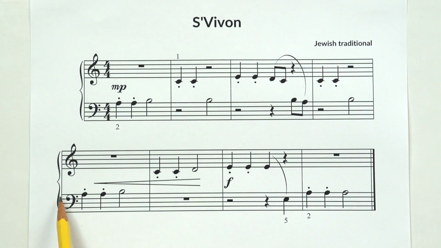It's a step below the bass F line. So we know it has to be an E. So we go an octave down from this E in treble clef all the way down to this E in bass clef with the left hand. And then we end on A.